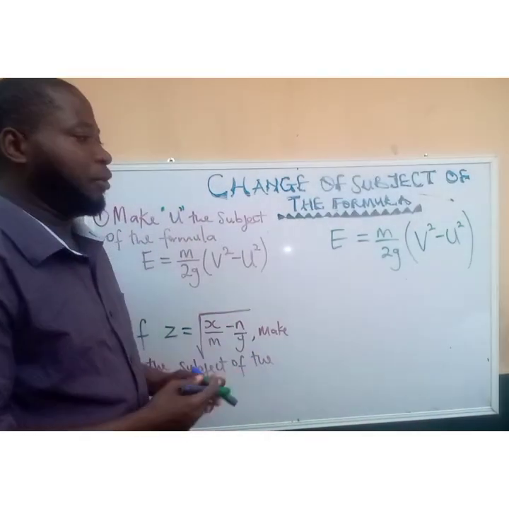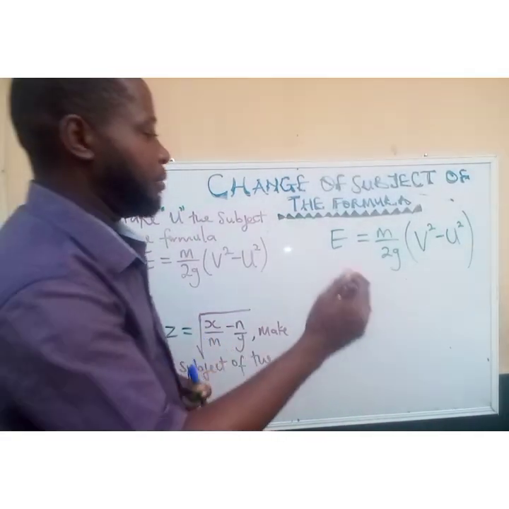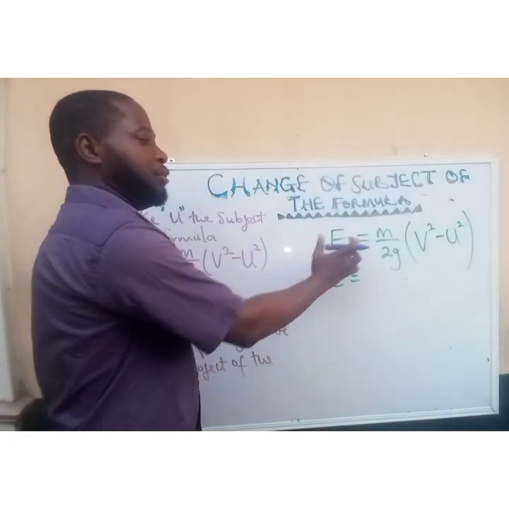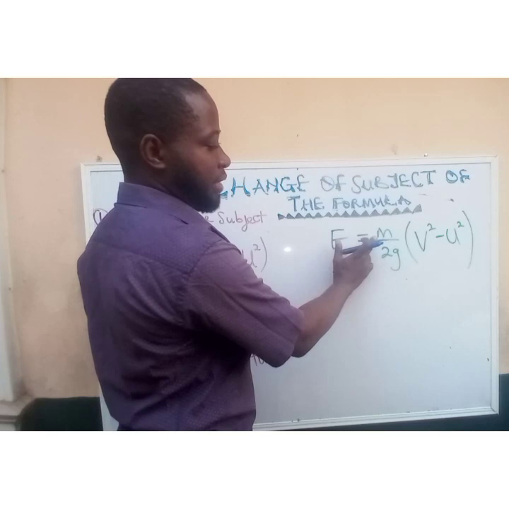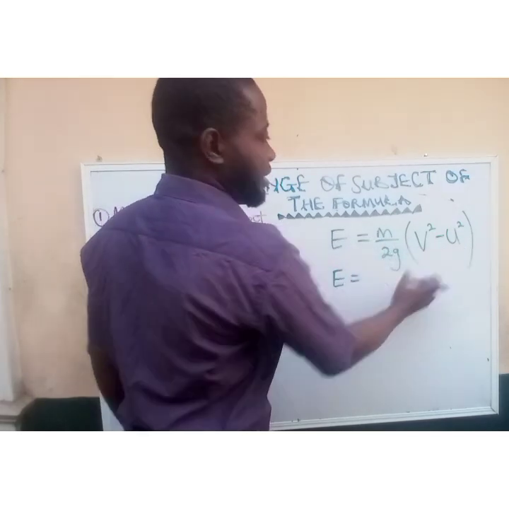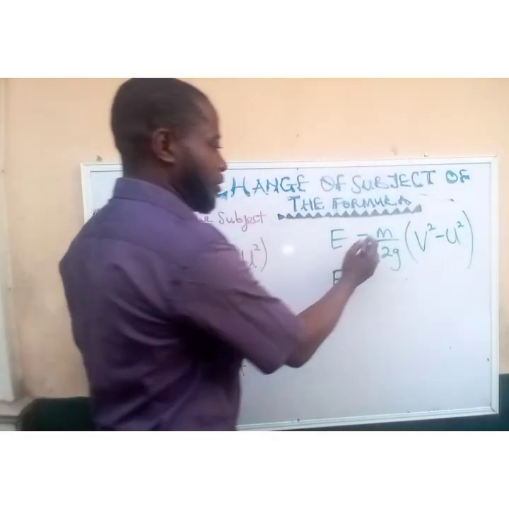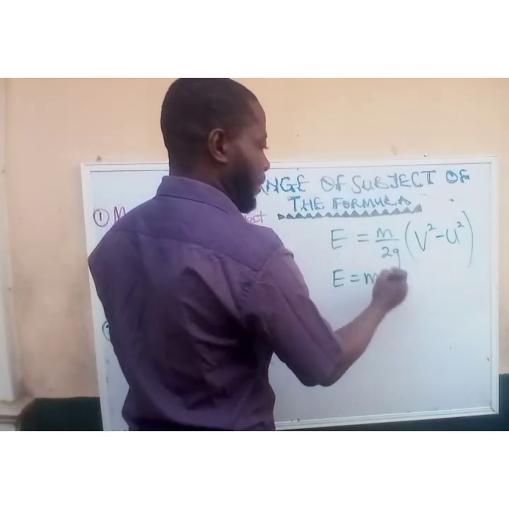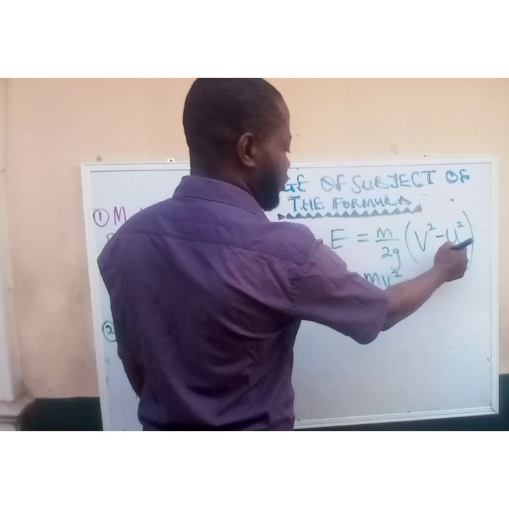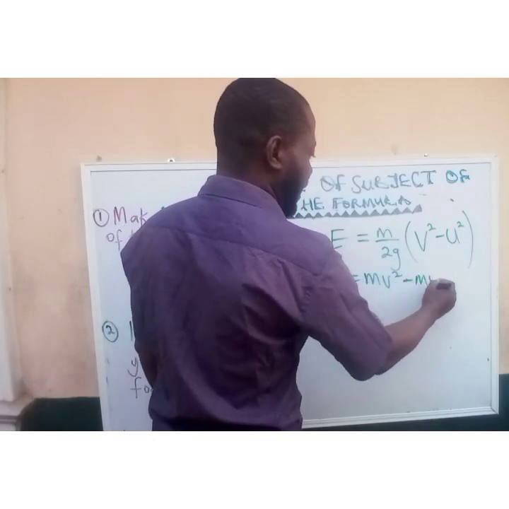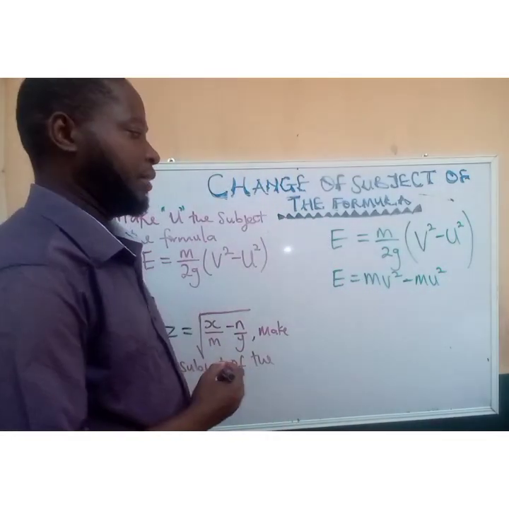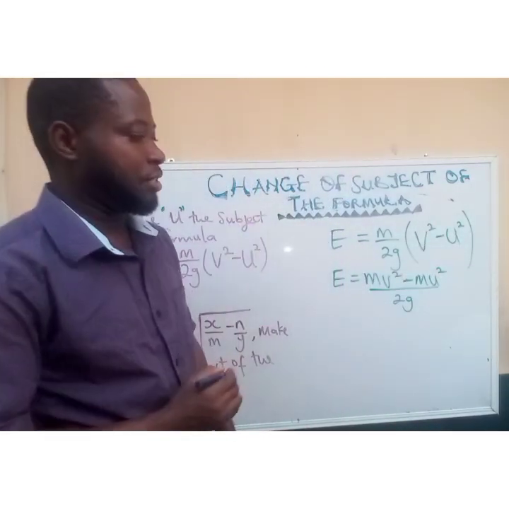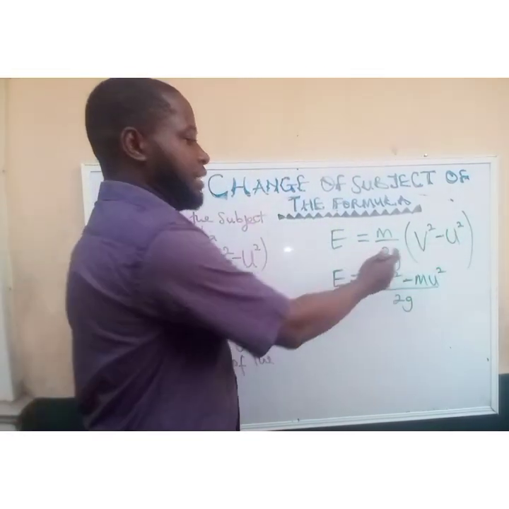So let's first clear the brackets. This is how to clear the brackets. We are going to use this M, the numerator here, to multiply everything in the brackets. So we are going to have M multiplied by V square, which is MV square, and M multiplied by minus U square, which is minus MU square, all over 2G. So we have successfully cleared the brackets.